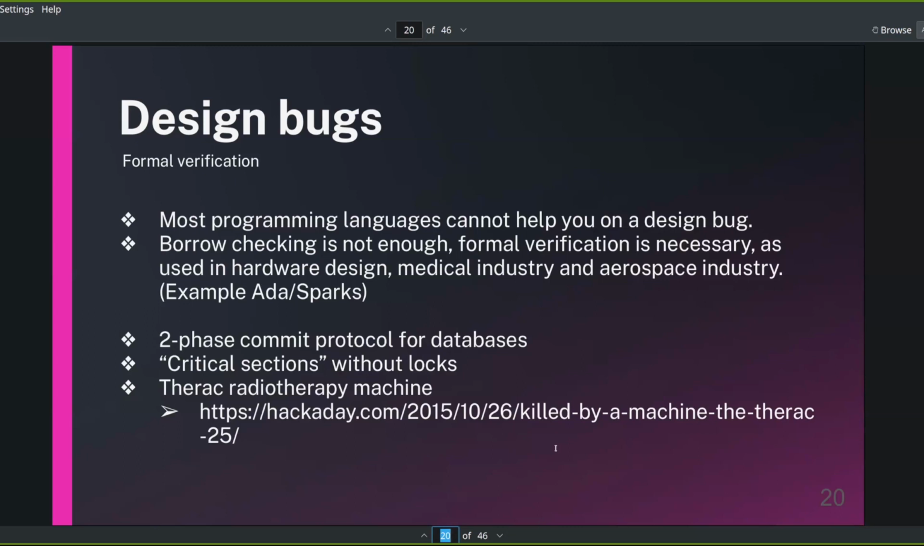Which is why in the aerospace industry and medical industry, it is critical to have formal verification, and it's starting to grow in cryptography.